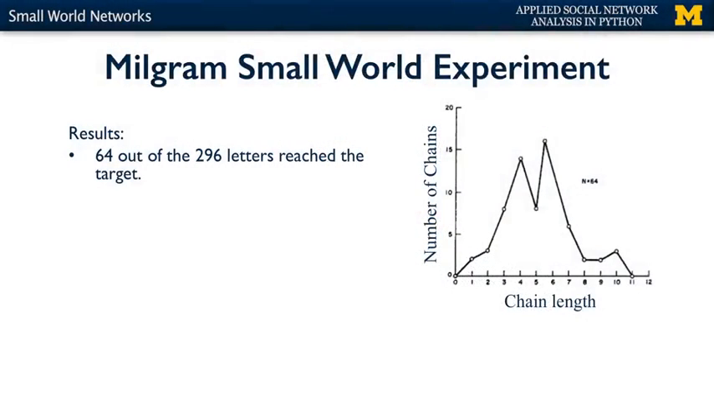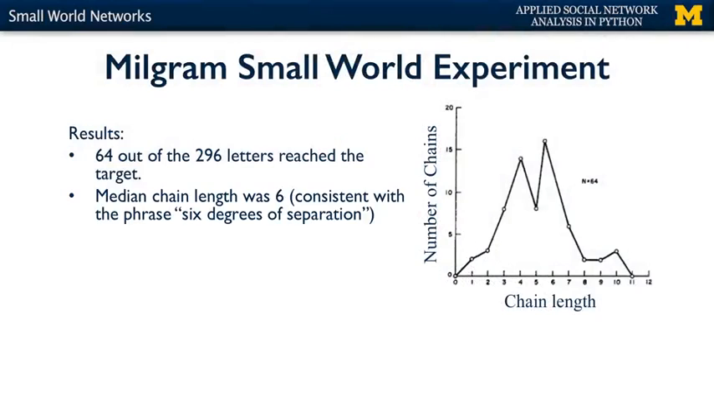And so these were the results. Out of all 296 starters, 64 of them reached the target. So the median chain length, the number of hops that it took for these letters to get there, was 6, which was consistent with this famous phrase of 6 degrees of separation. Here in this plot, we can see a histogram of the chain length for the letters that actually arrived, and we can see that they took anywhere from 1 to 10 hops to get there, but the median was 6.